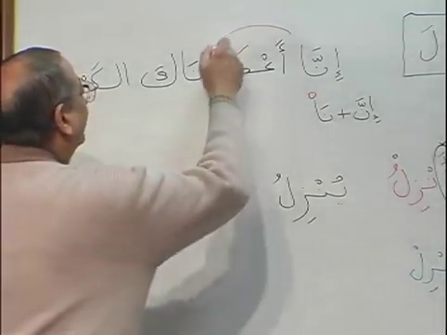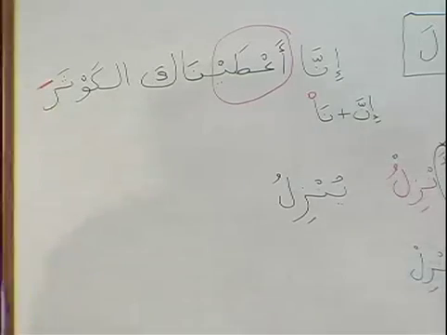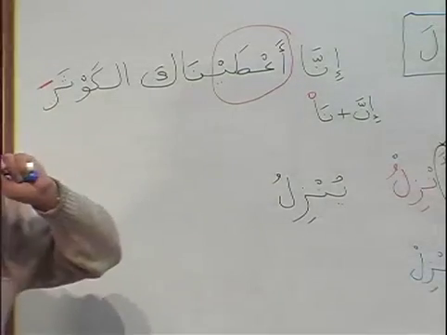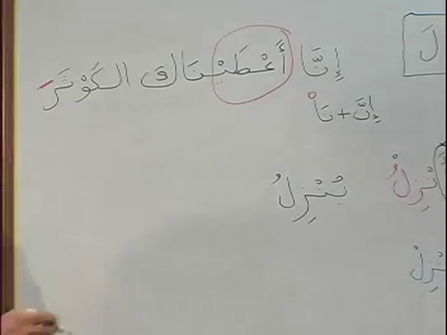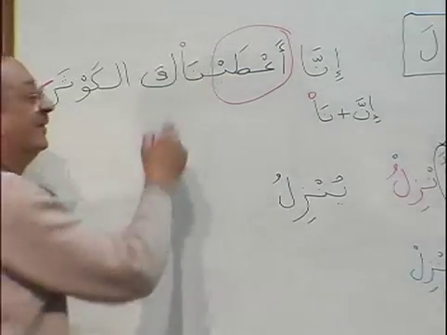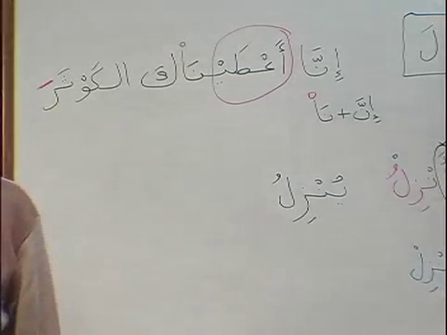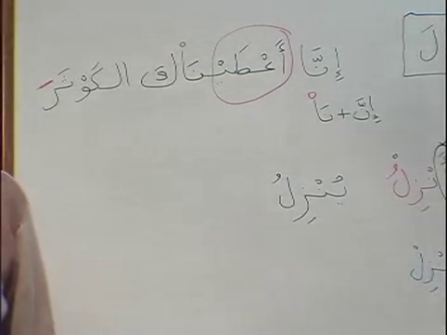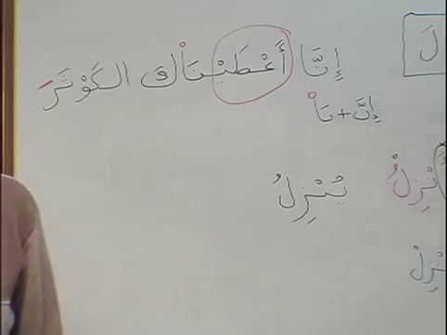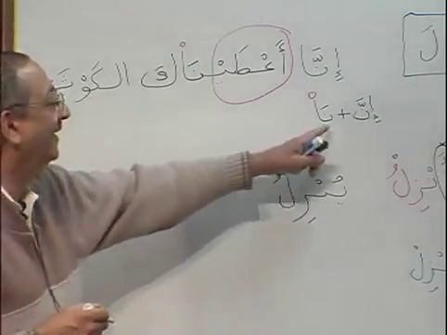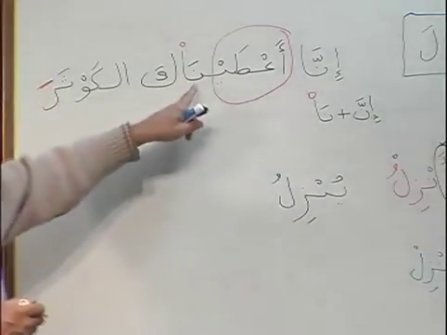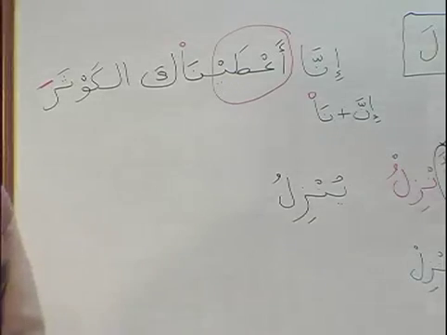Atai. What is this? This is your fi'l madi, mabniun ala sukun. And what is this? Na. Are you with me? How will you define na? Dhamirun muttasilun mabniun ala sukun fi mahalli raf'in fa'il. We got to remember, this is fi mahalli nasbin. This will be fi mahalli raf'in because it is a fa'il.